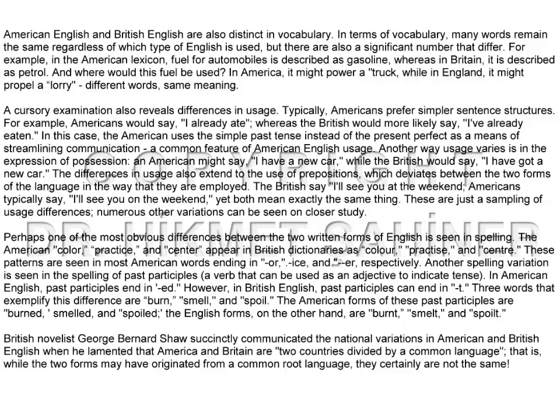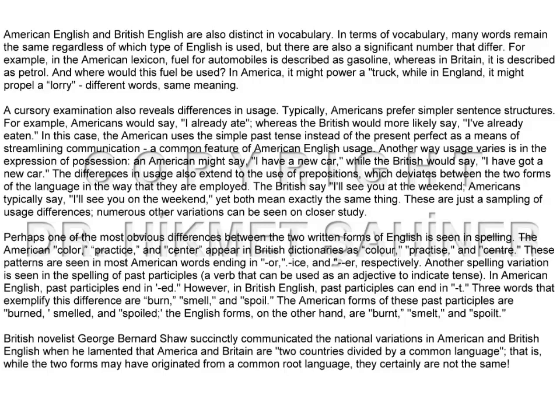Another spelling variation is seen in the spelling of past participles, a verb that can be used as an adjective to indicate tense. In American English, past participles end in ed. However, in British English, past participles can end in t. Three words that exemplify this difference are burn, smell, and spoil. The American forms of these past participles are burned, smelled, and spoiled. The English forms, on the other hand, are burnt, smelt, and spoilt.